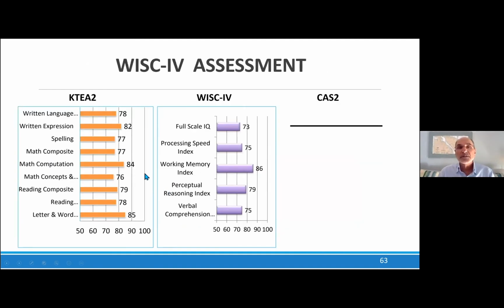So Tulio gives achievement test and the WISC, and look what he found. Scores between the 70s and 80s on both tests. Now, it is very reasonable to say this young man is doing the best he can. That's very reasonable if you believe the WISC measures all that should be measured. But look at the CAS scores.